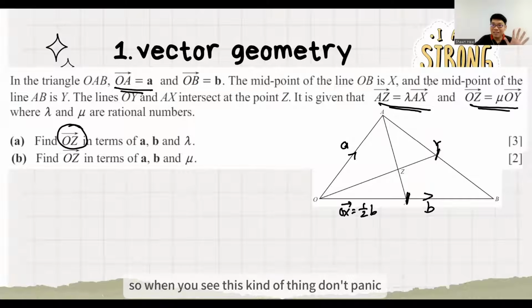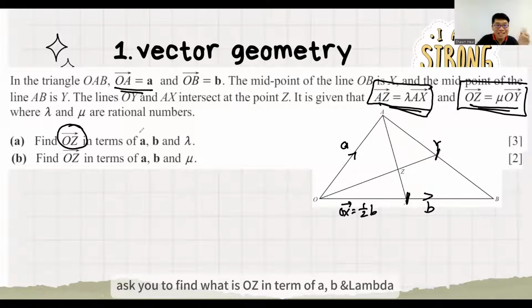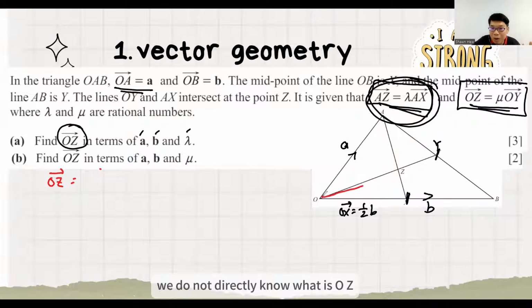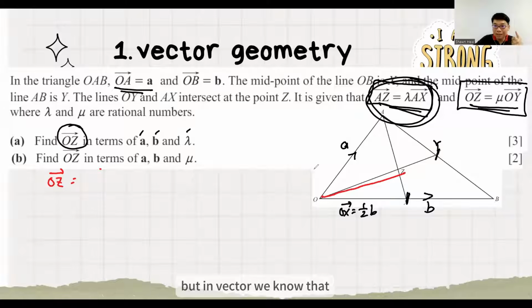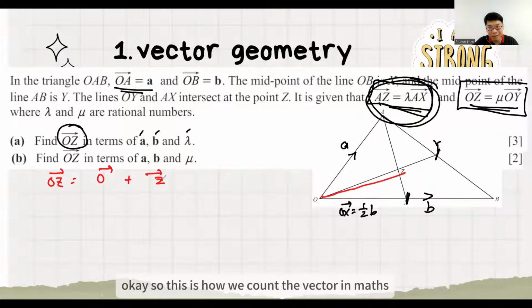So when you see this kind of thing, don't panic. Use it based on the request. The first question asks you to find OZ in terms of AB and lambda. The lambda relationship comes from here, so we must use this relationship. OZ means that we start from O, go to Z. We do not directly know what OZ is, but in vector, we know that we can start from O, go to another position, and then from that position, go back to Z, okay? So this is how we count a vector in maths.